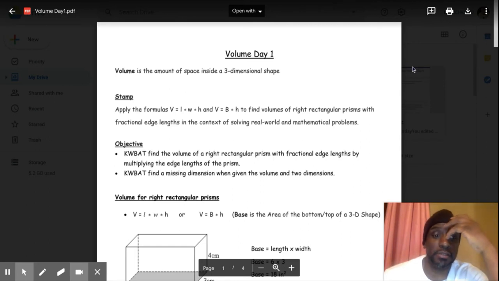We're doing a lot of lessons on area of triangles, area of trapezoids, areas of parallelograms. Today we're going to continue in that, but we're going to do something slightly different. We're going to do volume.